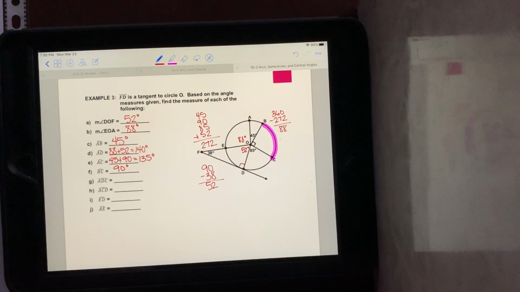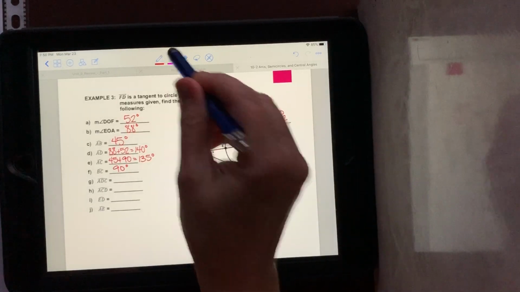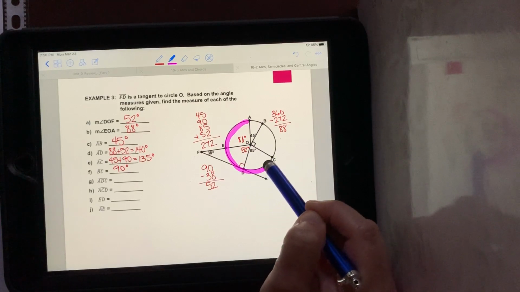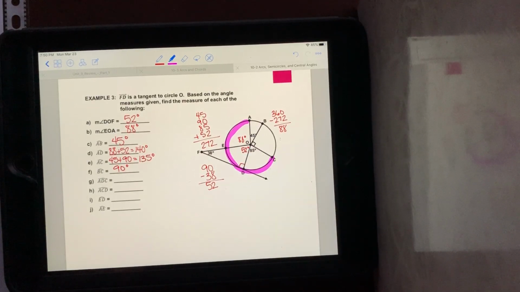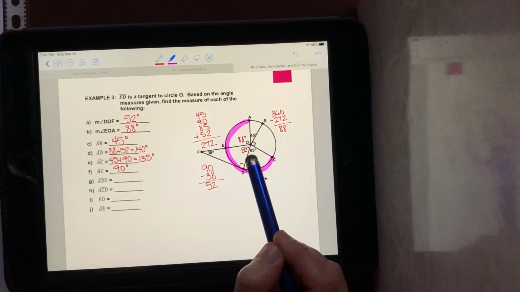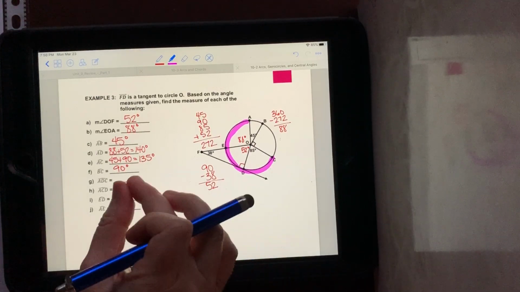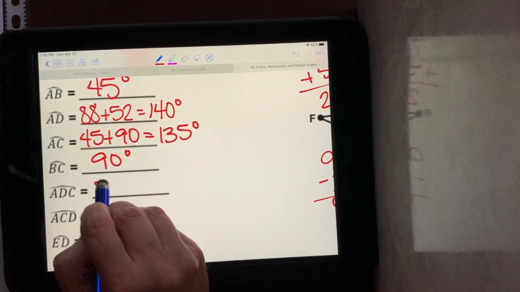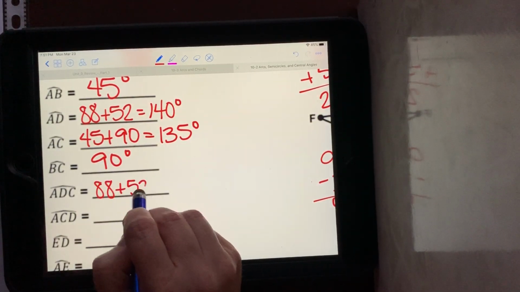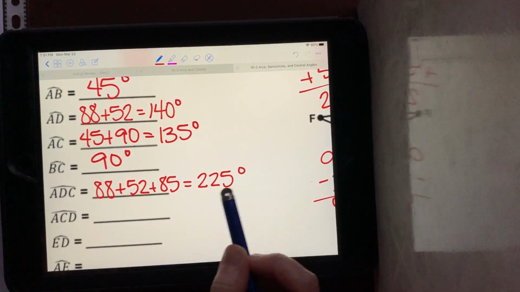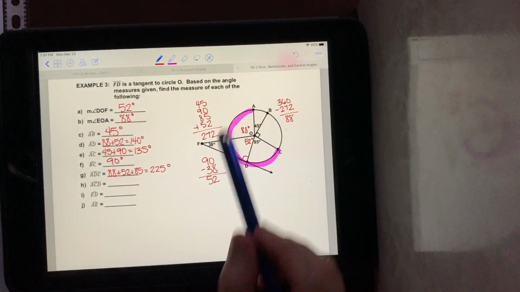Now we have three letters. Again, we don't know if it's a major arc or a semicircle at this point, so we can highlight and connect to C. So A to D to C, and you have to go in that order. A, D, C. Well, we can see that that's well over half of the circle, so we know it's a major arc. But we have to incorporate all three of those angles to find the degree of that arc. So we're going to add up those three numbers, 88, 52, and 85. So 88 plus 52 plus 85 gives us 225 degrees. And we can see, yes, that is well over 180 degrees.